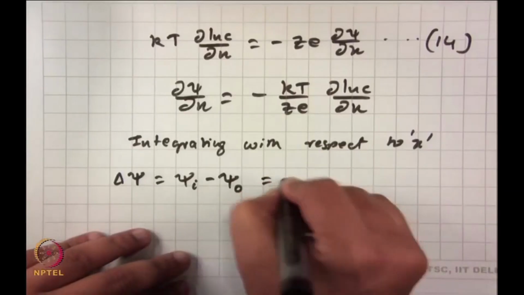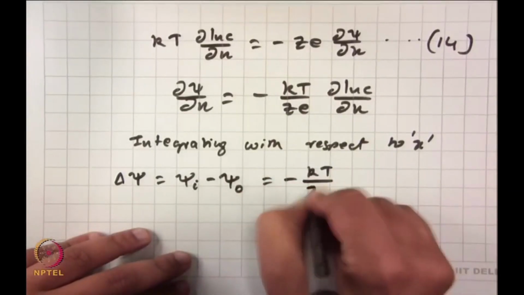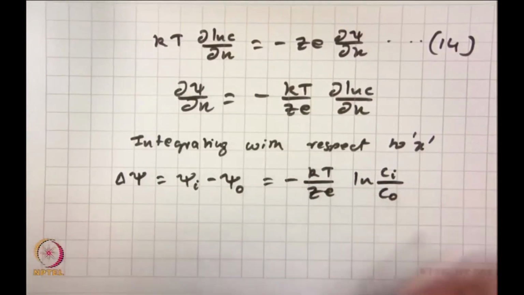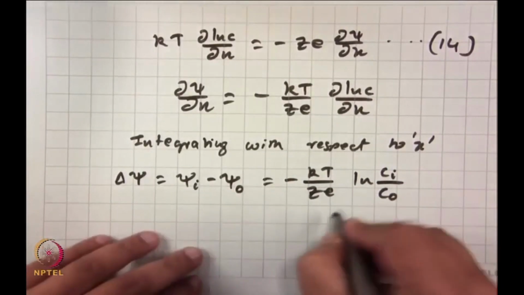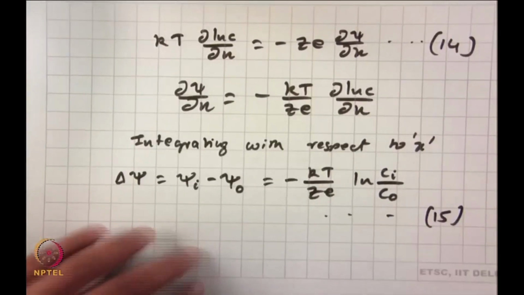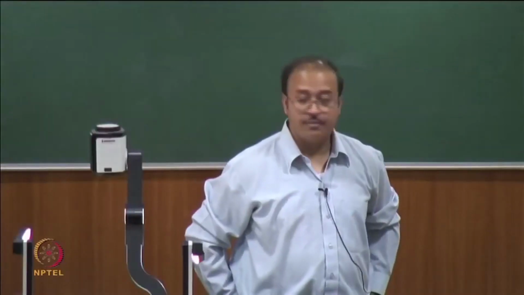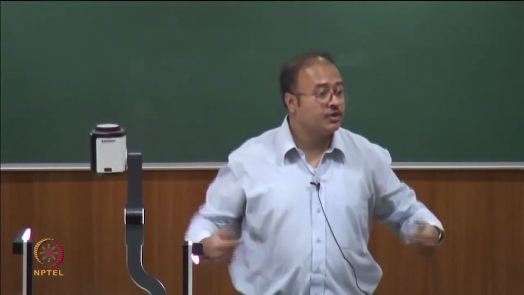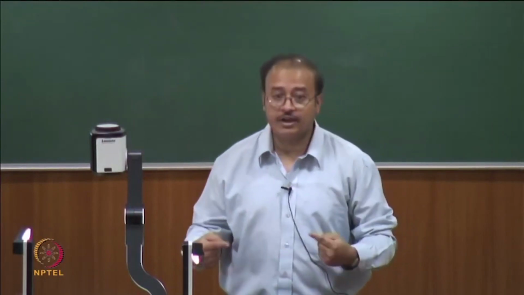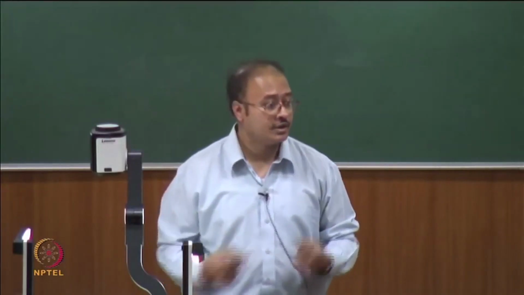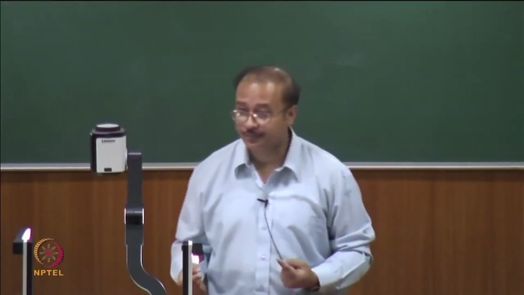That means inside the cell, outside the cell, like that, right. So, this would be equal to minus kT over ZE, I can write ln C_I over C_O, and let this be equation 15. So, exactly the same thing what we had before. So, you see two different approaches, and because you are finally converging at a very fundamental thing, which is the relation between the electrostatic potential or the electrostatic gradient and the concentration gradient, they have to come out to be the same, and that is what you just saw.